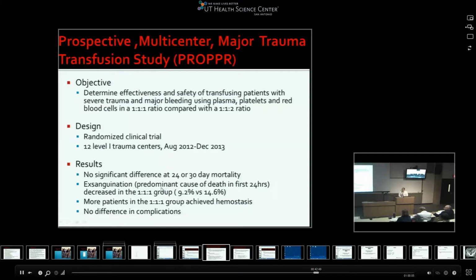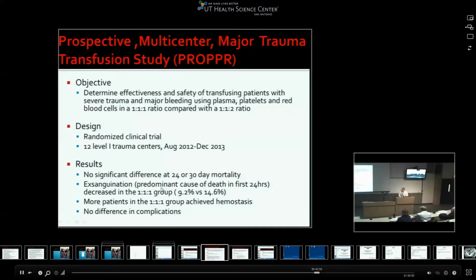I can tell you the days of sitting in the ICU trying to catch up with an INR or a thrombocytopenia, I haven't done that in a long time, and those were pretty miserable times. And so just avoiding that is probably worth doing.